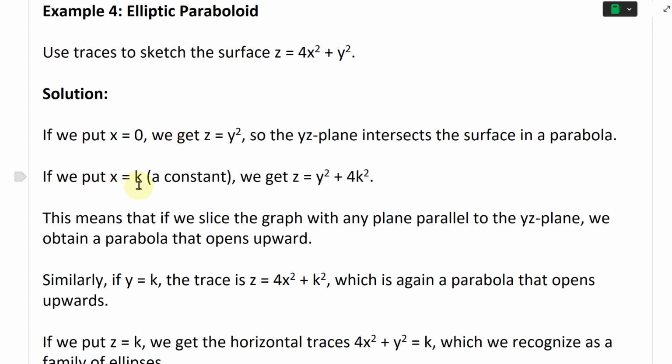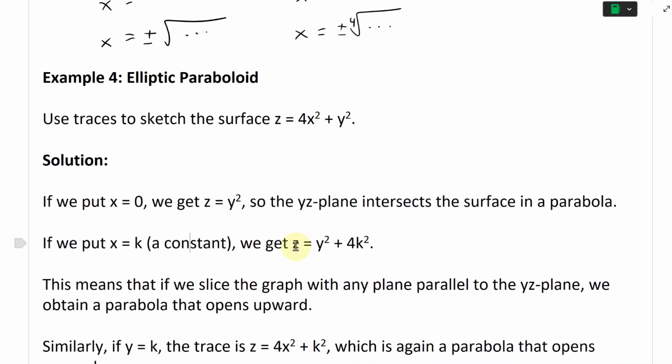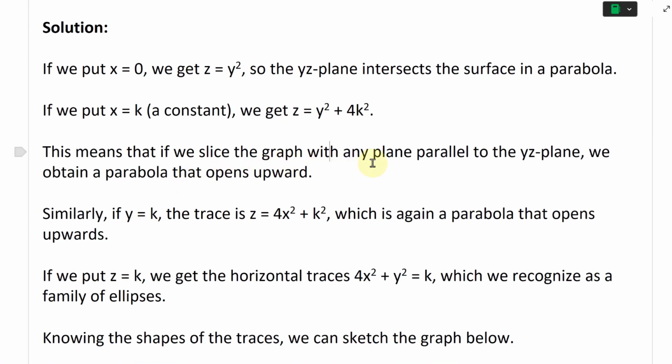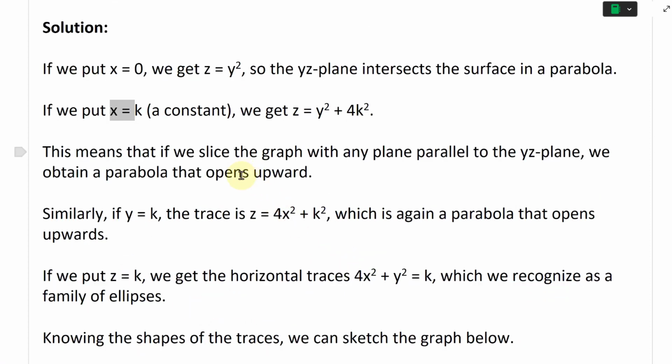So if we put x equals k, and just move it over to the other side, we're going to get z equals y squared plus 4k. And this is still a parabola. This is just a constant. This just means that the parabola is going to be shifted. So this means that if we slice the graph with any plane parallel to the yz plane, and this one is at a shifted area around, we obtain a parabola that opens upward. And I'll graph this all out, it'll make more sense.